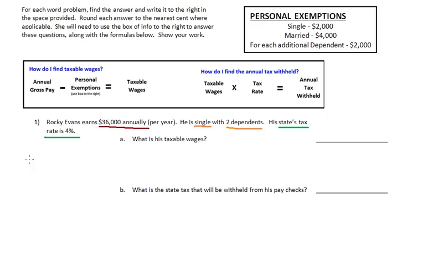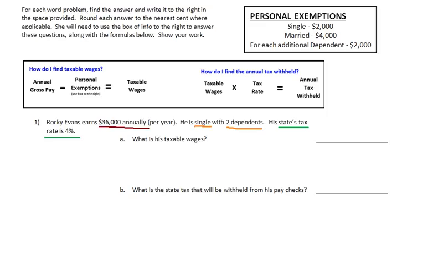So now we've got to use this info to answer A and B. So what is his taxable wages? Well, I'm really hoping that in trying to find taxable wages, you look up here at the formulas and realize that in order to find the answer to A, we have to use the first step.